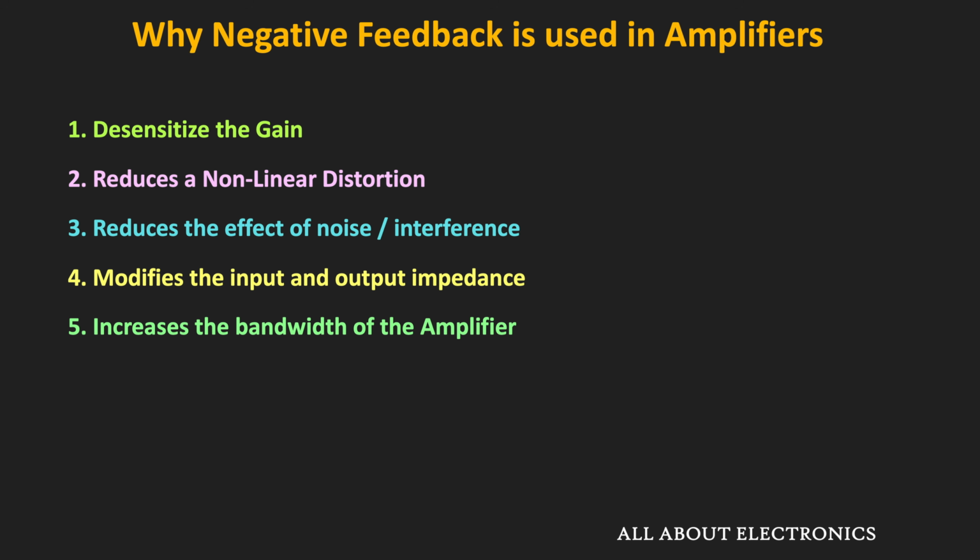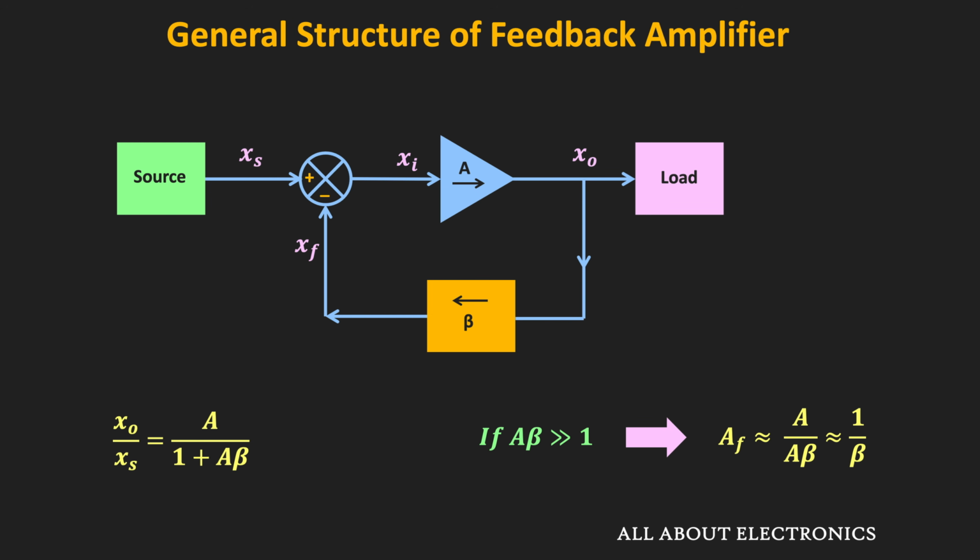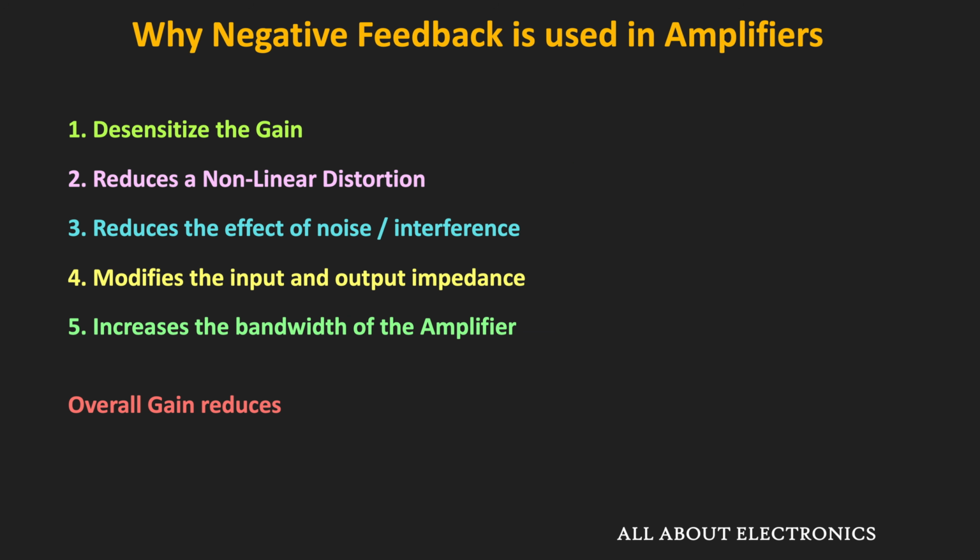In the previous video, we have already seen how, due to the negative feedback, the gain of the amplifier reduces. Because with the negative feedback, the closed loop gain of the amplifier is equal to A divided by 1 plus A beta. That means due to the feedback, the gain of the amplifier reduces by the factor of 1 plus A beta. But at the same time, we are also getting other benefits. So one by one, let us see each one of them in detail.